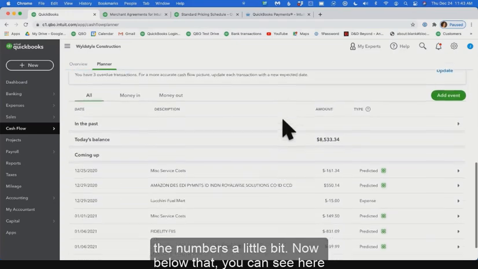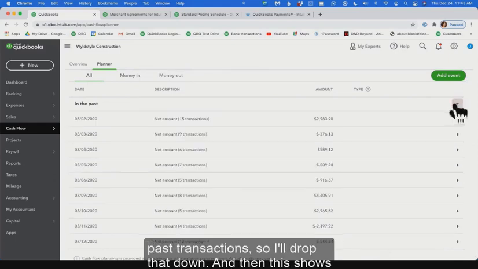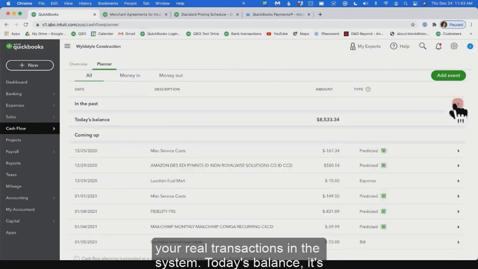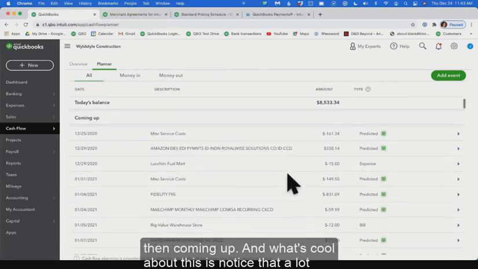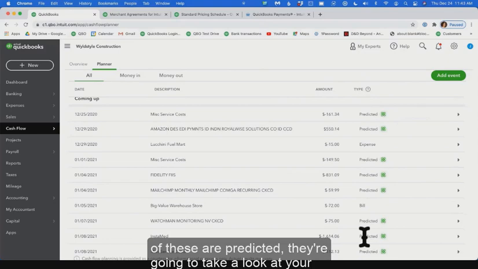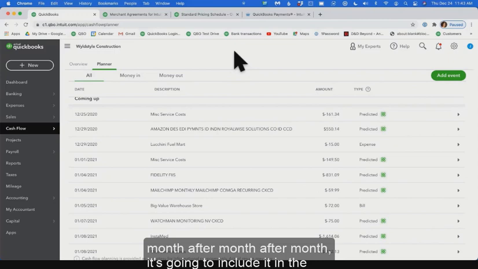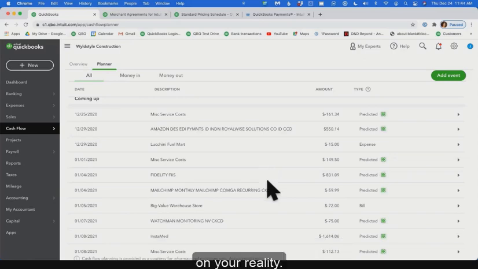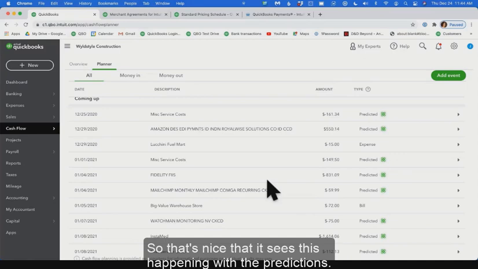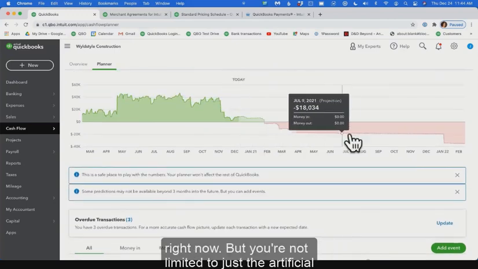Now below that, you can see here past transactions. I'll drop that down, and then this shows your real transactions in the system. Today's balance, that's kind of your starting point for where you are right now, and then coming up. What's cool about this is notice that a lot of these are predicted. It's going to take a look at your history, and if it sees that you have the same monthly expense month after month after month, it's going to include it in the predictions so that it really understands your cash flow based on your reality. So that's nice that it sees this happening with the predictions, and that's where the information for the graph is coming up from right now.